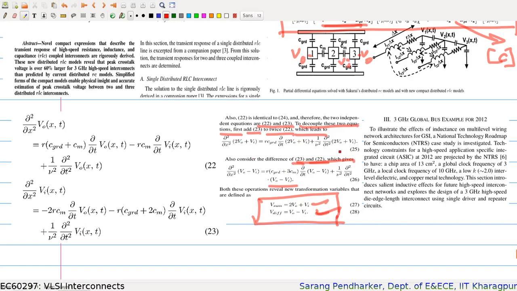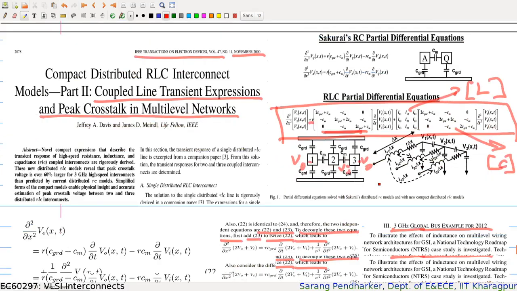This is a very elaborate paper. I have not gone through all aspects of this paper, but very interestingly, this paper is from 2000. But then they talk about a 3G global bus example for 2012. So for 2012, they were predicting some clock speeds, and also they say that chip area of 13 centimeters square, global clock frequency of 3 gigahertz. So they were taking these parameters, which is also another interesting thing to explore further.